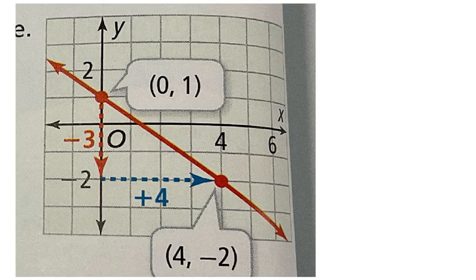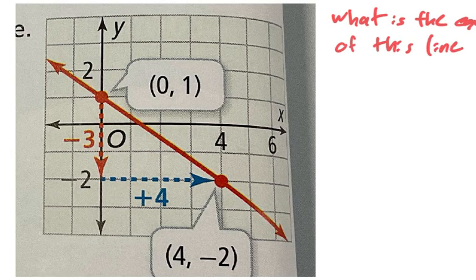You are given a line. I know this will probably be hard to take notes on. You're given this line, and I'm asked, what is the equation of this line in slope intercept form?